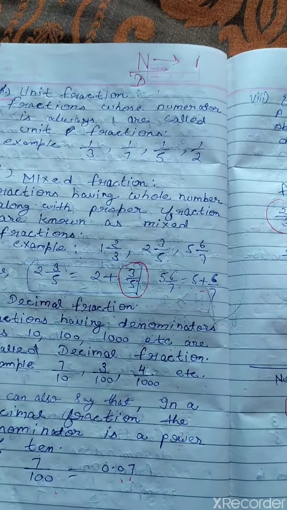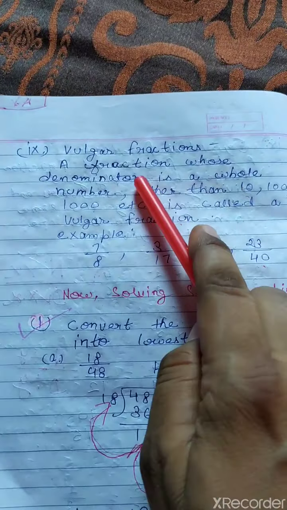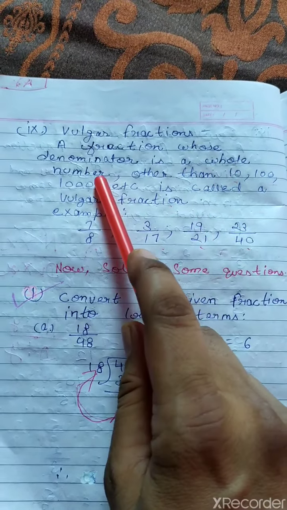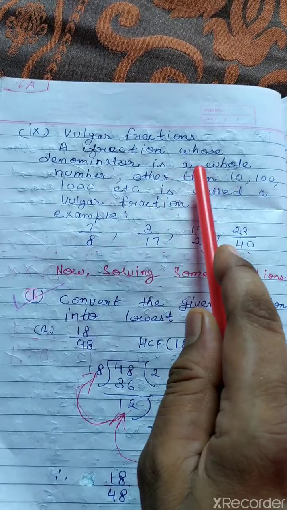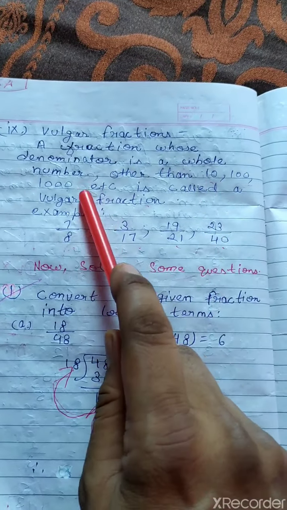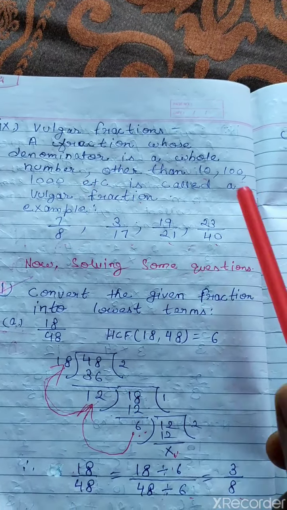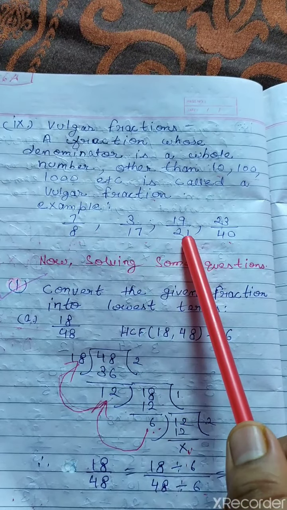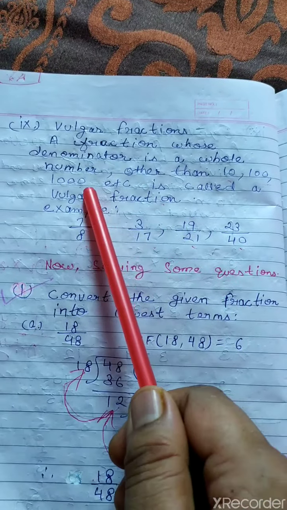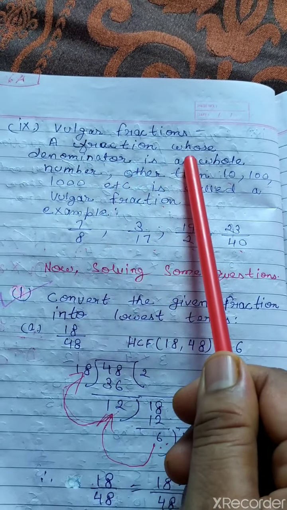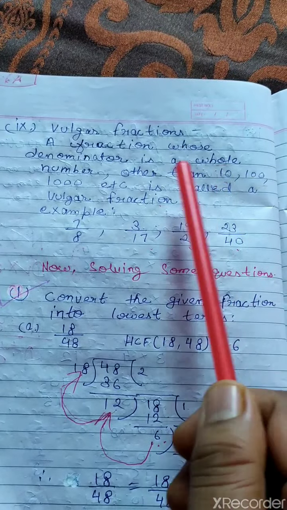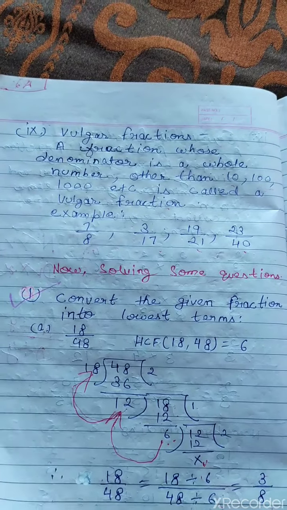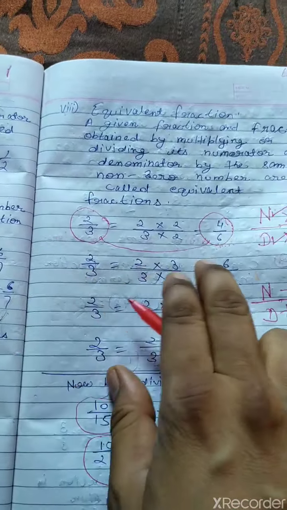Then come to one more thing given here, vulgar fraction. Vulgar fraction is just the opposite of decimal fraction. A fraction whose denominator is a whole number other than 10, 100, 1000, etc. That means the denominator cannot be 10, 100, 1000, 1 lakh, 10 lakh, like this way. Such fractions are called vulgar fractions. Okay, next come to the equivalent fraction.